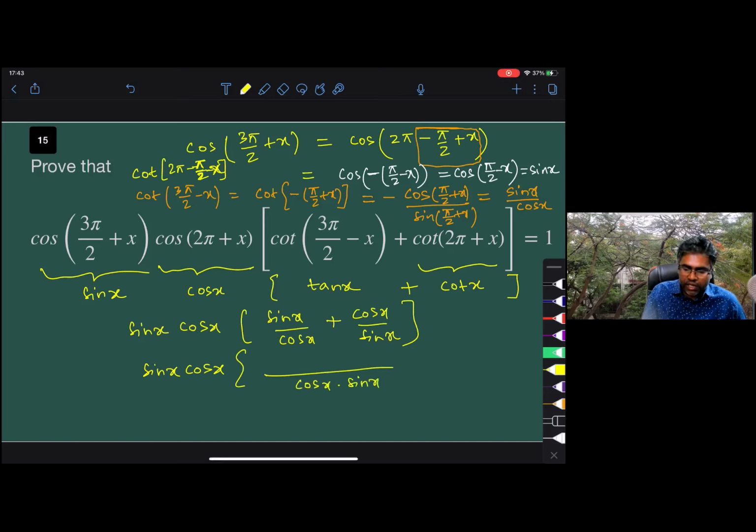In the numerator I have sin square x plus cos square x. Now you see this, these guys will disappear, okay, so these will cancel. And then sin square x plus cos square x is just 1. So you get 1 on the right side.